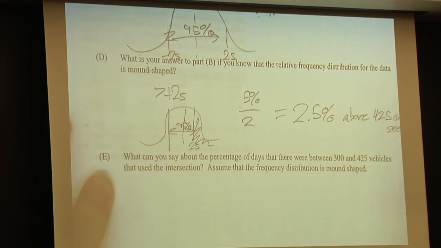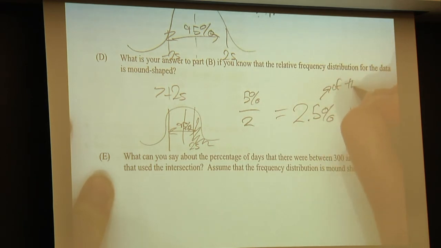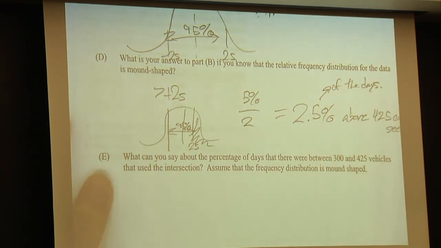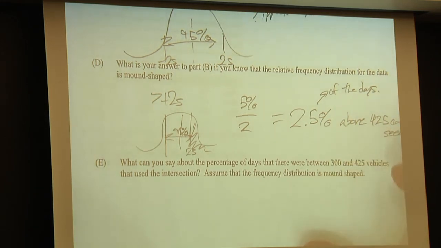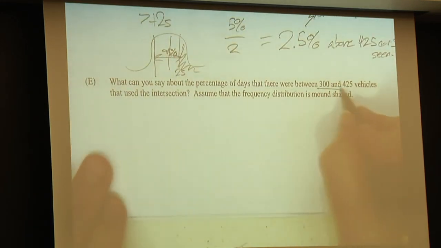going through the intersection. So 2.5% of the days he was out there, he saw more than 425 cars through the intersection, knowing that it's a mound-shaped distribution. Okay? I'm not going to bore you too much. This one is a very similar problem.